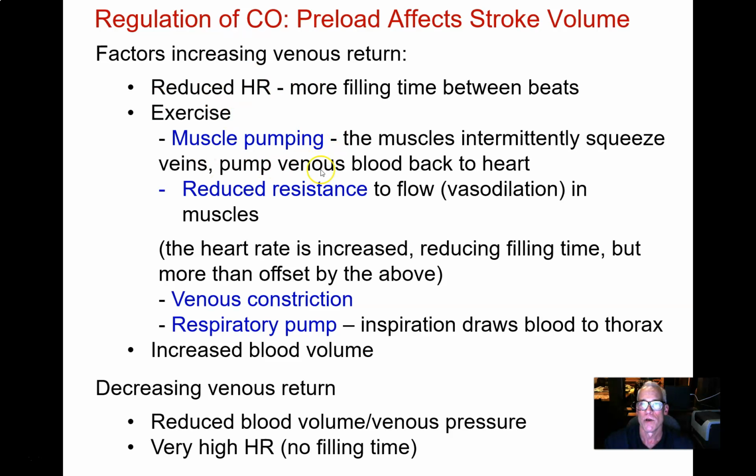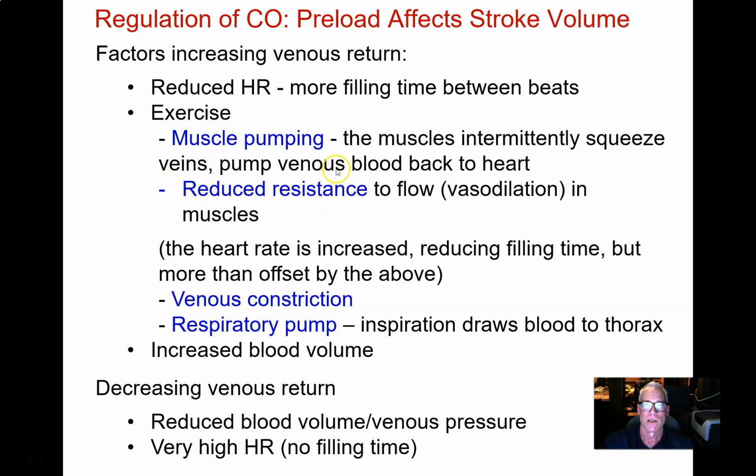And the reason it pushes it back to the heart instead of just out of the muscle randomly is because there's one-way valves in the veins, so the blood can never go backwards in veins. It can only go towards the heart. Once the blood goes from the blood capillaries into the veins, then it always moves towards the heart. So muscle pumping: the more rhythmically we contract our muscles and the more muscles of the body that are working, the greater the venous return because of muscle pumping.